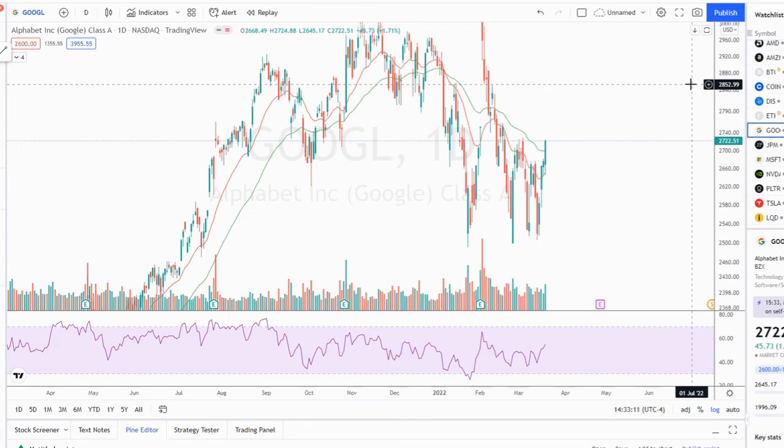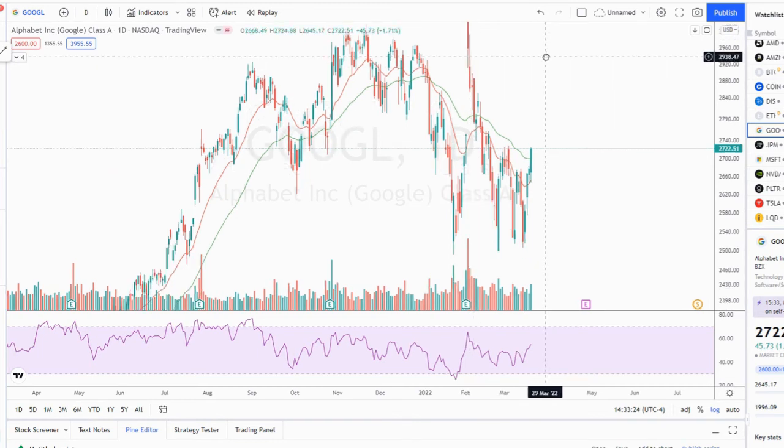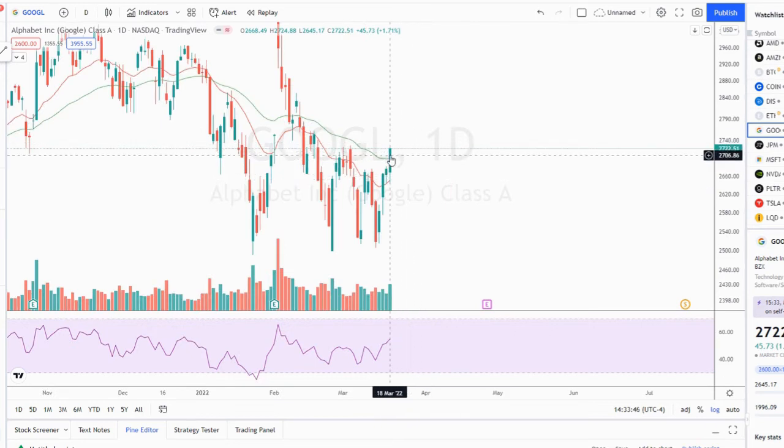We take a look at Google, very similar situation to Microsoft, backed up by one of the best businesses in the world. This stock really being all over, reaching highs of just over about $3,000, reaching recent lows of just around $2,500. This stock looking promising, closing above that 50 EMA.